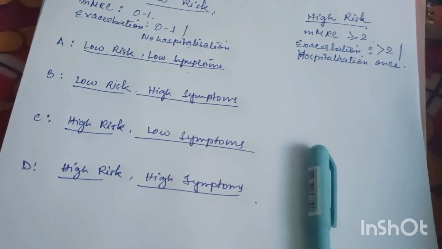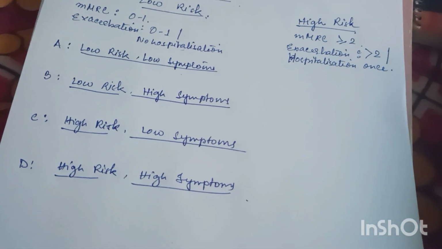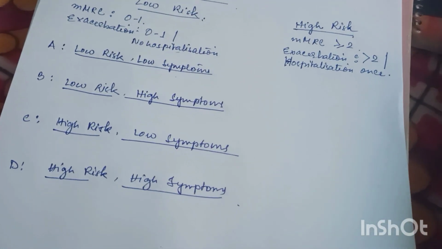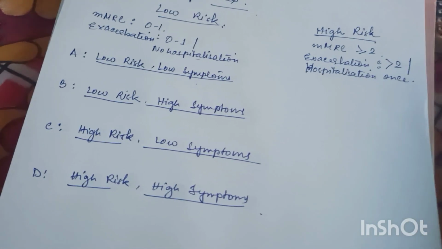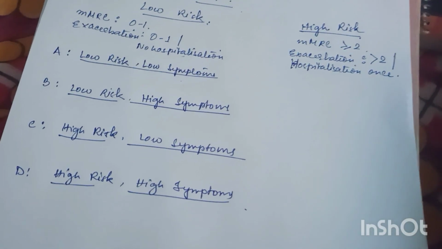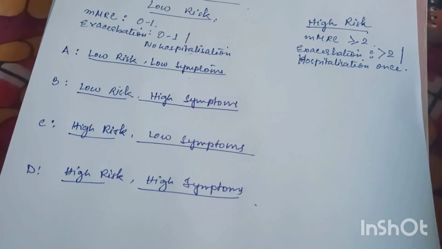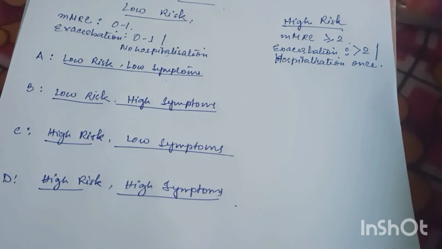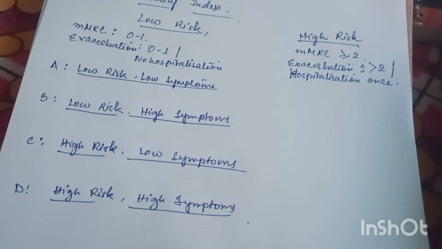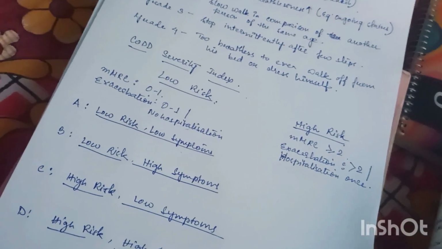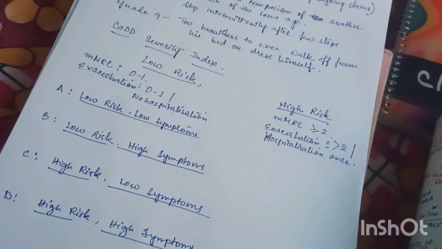So there are 2 parts, risk and symptoms. High risk means the patient has had hospitalization, and high symptoms means mMRC grade 2 or more. In case of A, it's low risk, low symptoms, so no hospitalization in the recent 6 months to 1 year, and mMRC grade 0 to 1. Then B, low risk, high symptoms: there is no hospitalization in these 6 months but there is a high mMRC grade.